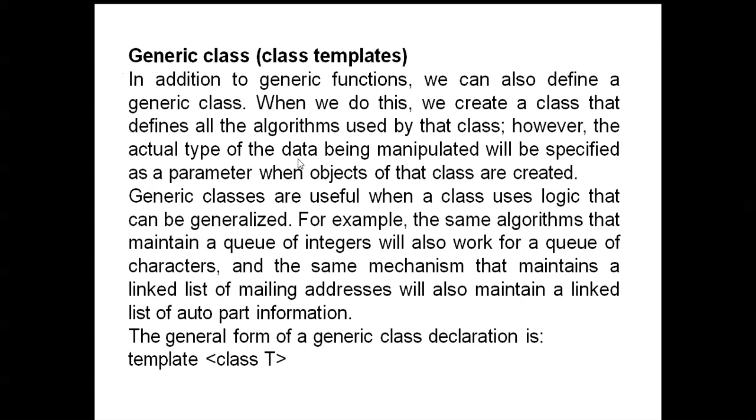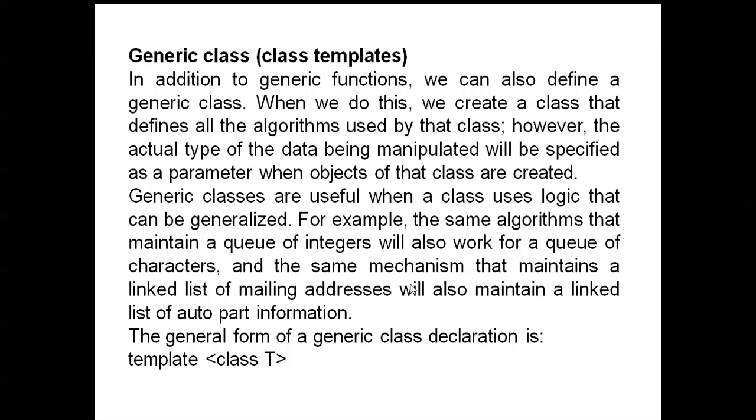Now generic classes. In addition to generic functions, we can also define a generic class. When we do this, we create a class that defines all algorithms used by that class. However, the actual type of data being manipulated will be specified as a parameter when objects of that class are created. Generic classes are useful when a class uses logic that can be generalized. For example, the same algorithm that maintains a queue of integers will also work for queues of characters.